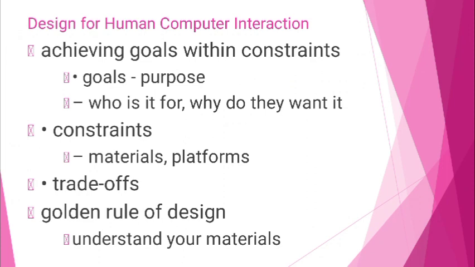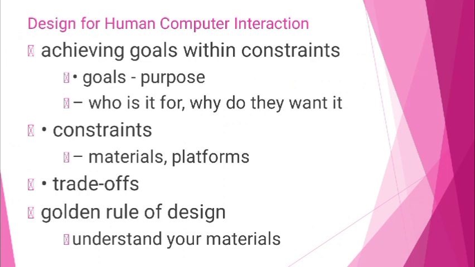Constraints are materials. That is, what materials must be used, what standards must be adopted, how much it can cost, how much time we have to develop it, and whether there are any health and safety issues. These things have to be considered, that is, materials and platforms, while designing. We should also look at the trade-offs involved in design for human-computer interaction.